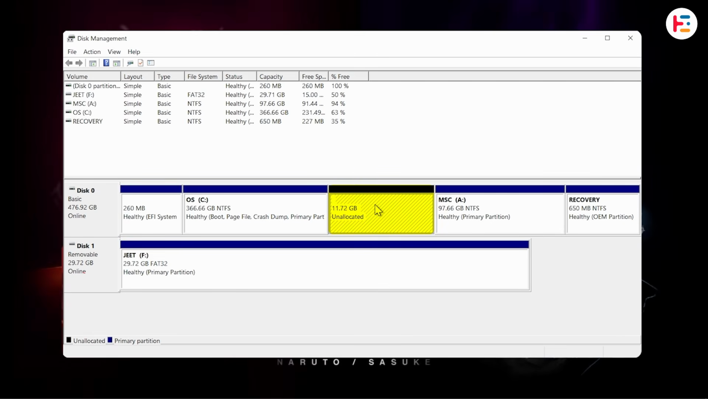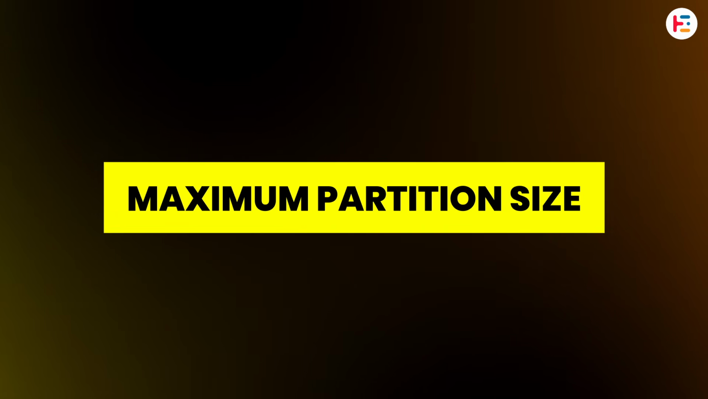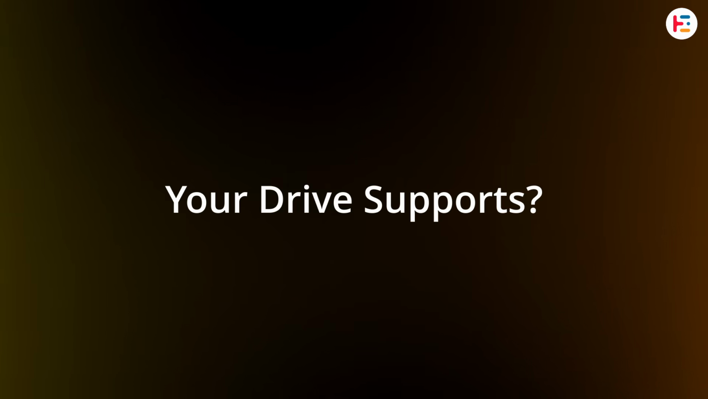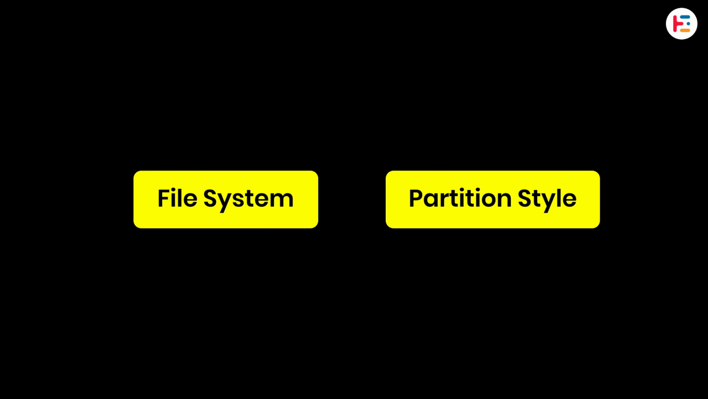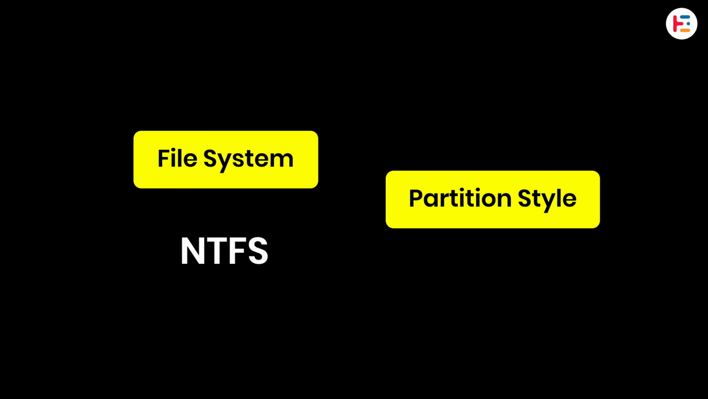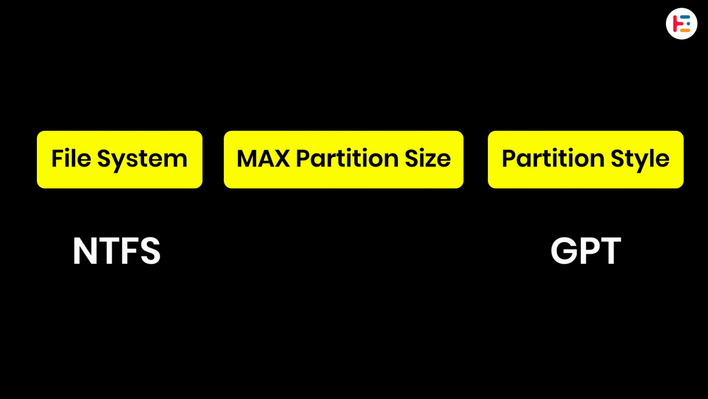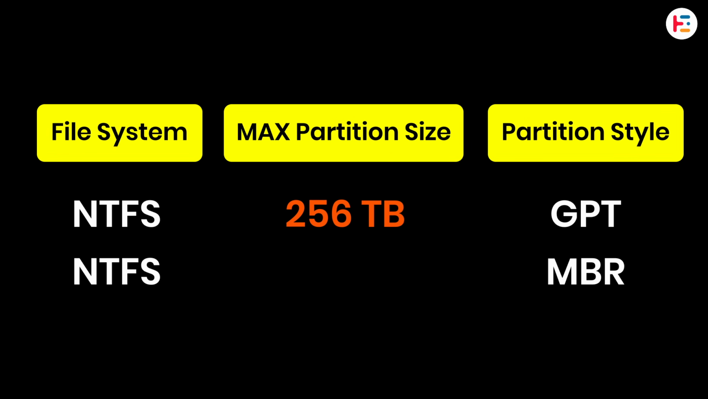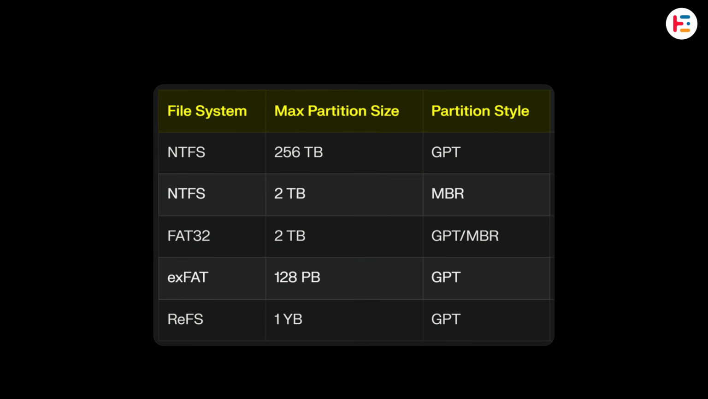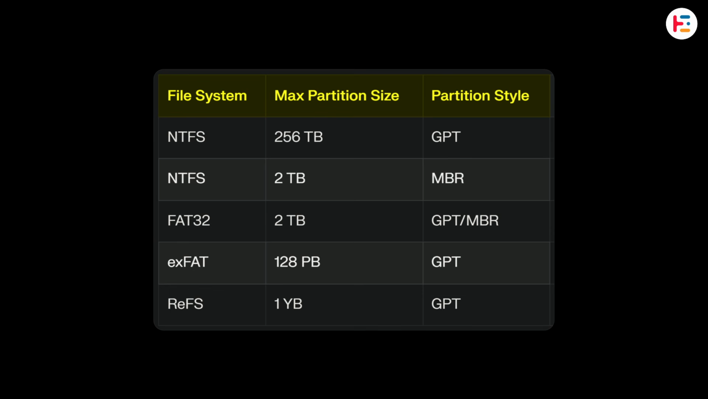But the question is, how do you know the maximum partition size your drive supports? It depends on two factors: file system and partition style. If the file system is NTFS and the partition style is GPT, the maximum partition size can go up to 256 TB, whereas on MBR partition style, you can't go beyond 2 TB, even if the disk size is larger. Here's a table for reference to see the limits for other file systems.